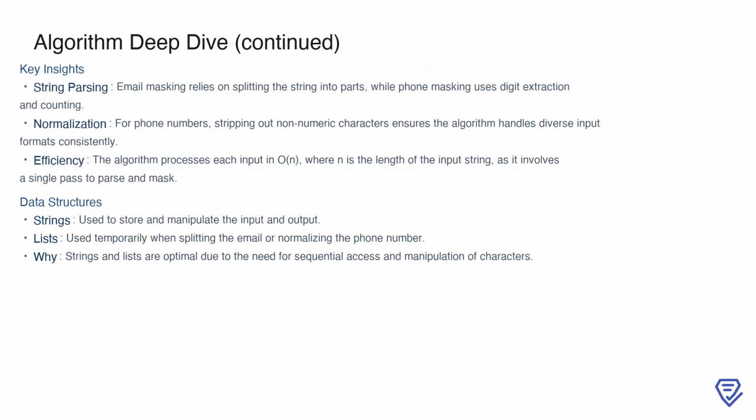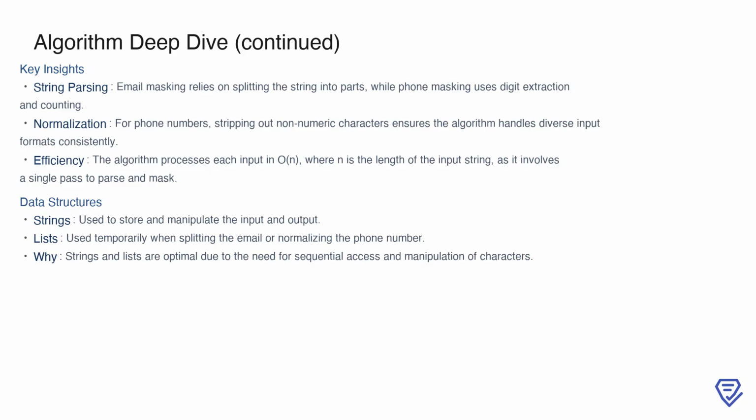A closer look at the algorithm reveals several key insights. First, string parsing is central to the process. Email masking relies on splitting the input into parts, while phone number masking involves extracting digits. Normalization is another crucial aspect, particularly for phone numbers, as removing non-numeric characters ensures the algorithm can handle inputs in various formats. In terms of efficiency, the algorithm operates in O(n) time, where n is the length of the input string. This is because the operations, such as parsing, masking, and concatenating, require only a single pass through the input.